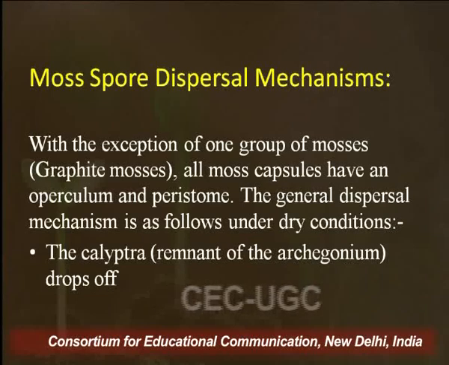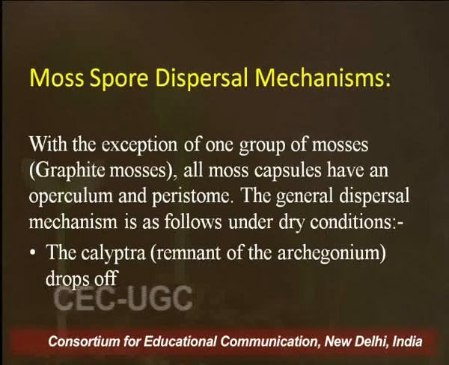So the general dispersal mechanism takes place with the help of calyptra, operculum and peristomal teeth. Under dry conditions, the calyptra, which is the remnant of the archegonium, drops off. Calyptra initially protects the developing capsule. So when the capsule is mature and the ambient atmospheric conditions are dry, the calyptra gets shed off and the capsule is absolutely exposed to the environment.